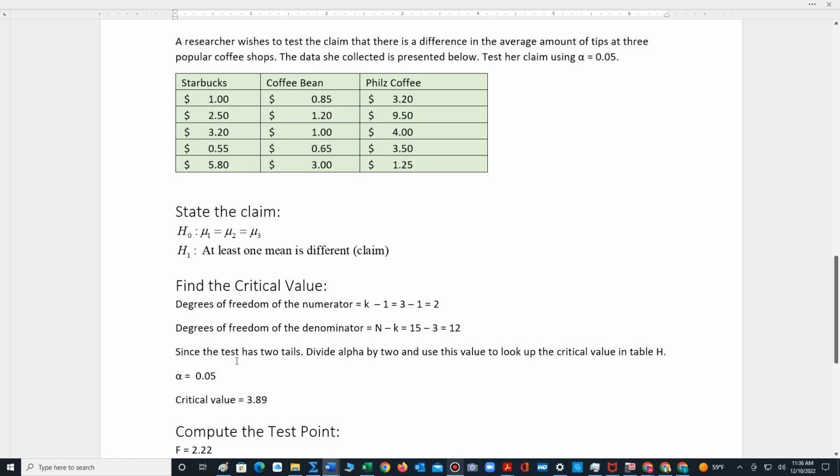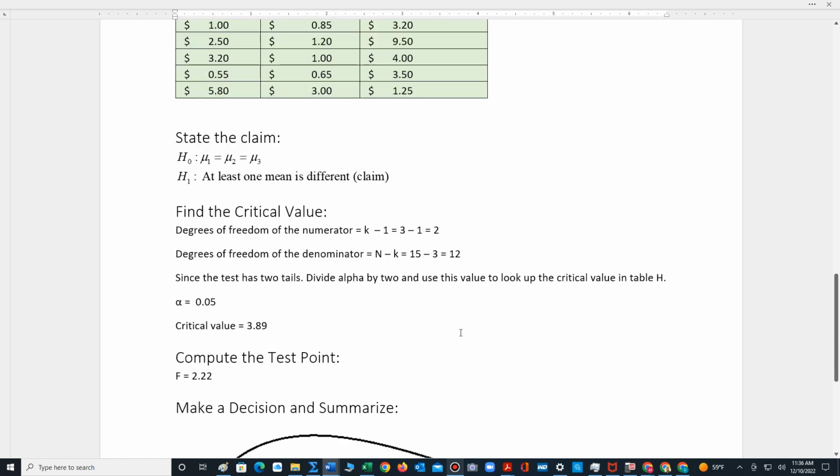Then we calculate degrees of freedom of the denominator. That's uppercase N minus K. Uppercase N is just the total amount of data values from all the three categories. And if we count, we got 5 data values per category. 5 times 3 is 15, minus the number of categories, 3. So that's 12. We can then look up the critical value in table H using 0.05.